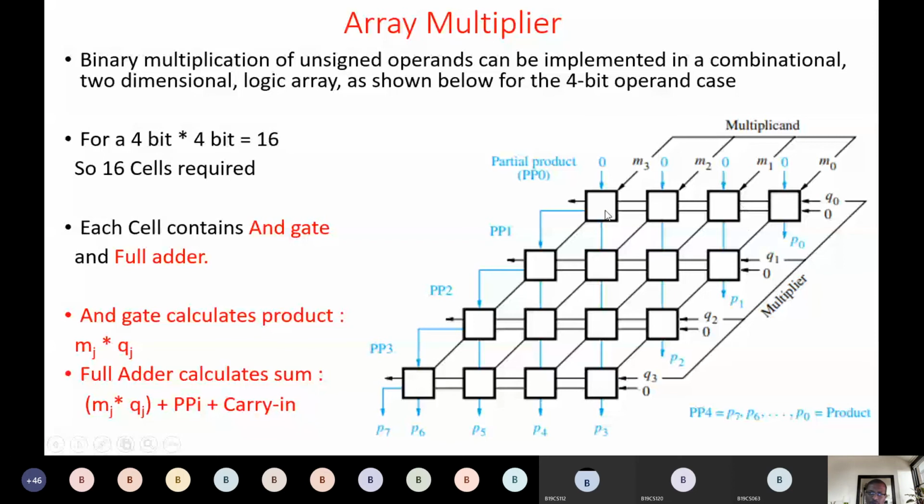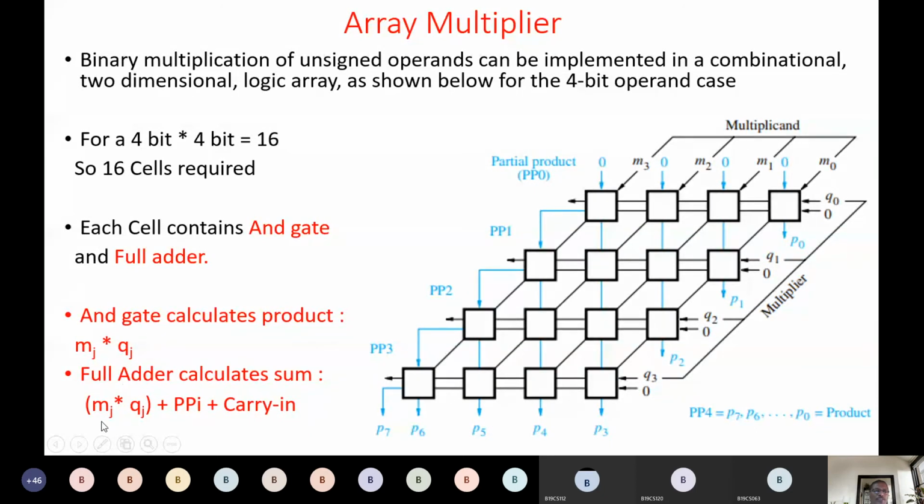So all these intermediate steps we also call partial products: PP0, PP1, PP2, PP3. Let's look at what each cell consists of. Each cell consists of an AND gate and a full adder. The AND gate does the product, M into Q, something like M0 into Q0, M1 into Q0, M2 into Q0, M3 into Q0. This product is done by the AND gate.